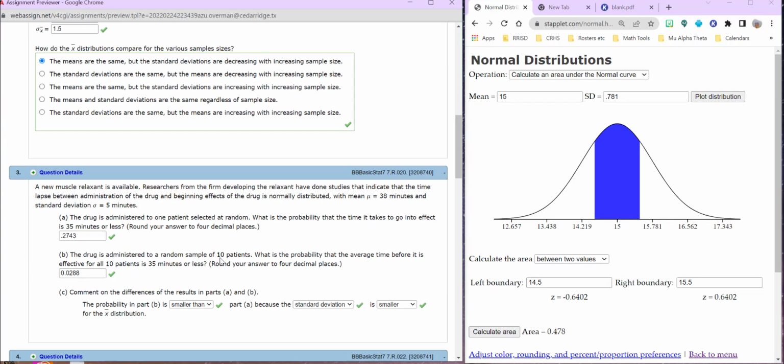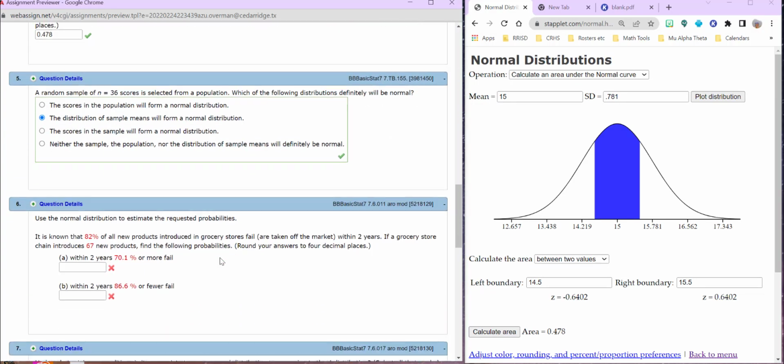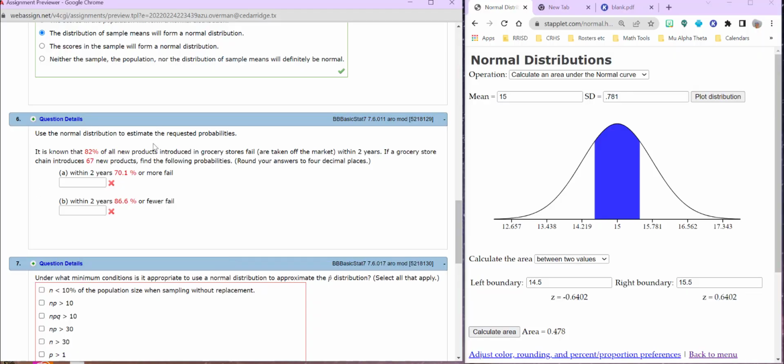Okay. Voila. Okay. Use a normal distribution to estimate the requested probabilities. It is known that 82% of all new products introduced in grocery stores fail or are taken off the market within 2 years. If a grocery chain introduces 67 new products, find the following probabilities.